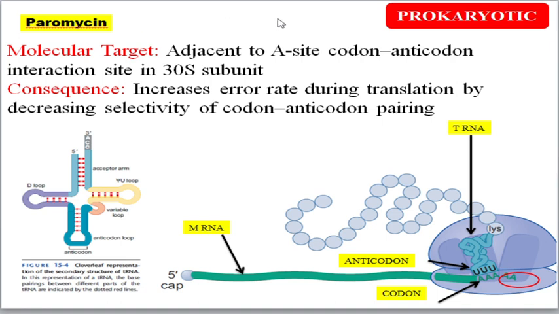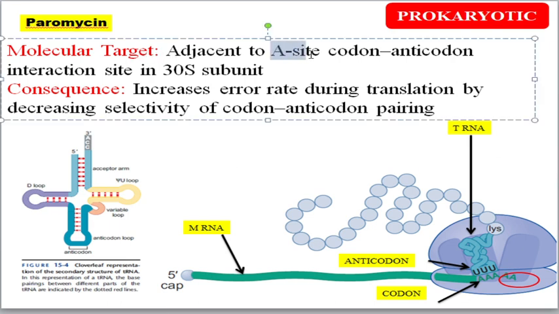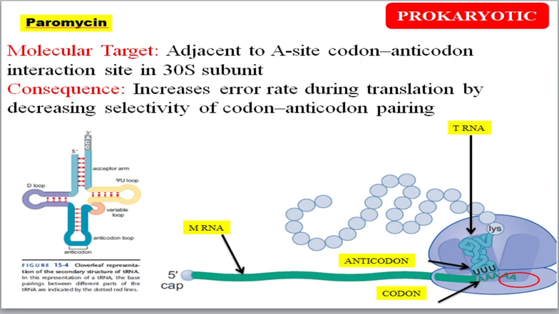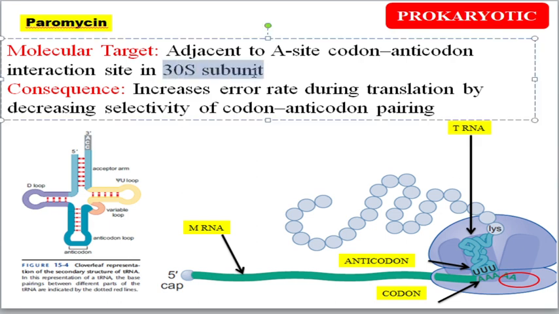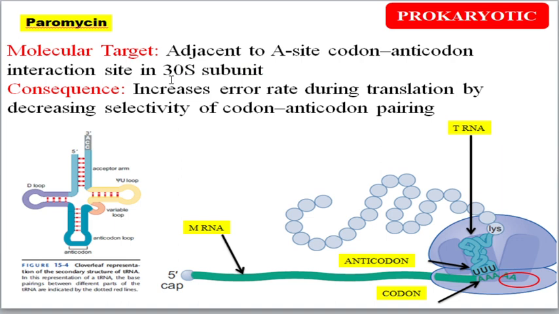First point is that puromycin inhibits prokaryotic translation, friends. The molecular target is that it targets the A site and is near the codon-anticodon interaction, and puromycin also inhibits translation by disturbing the process occurring in the 30S subunit. So here this is the structure of tRNA. In the anticodon loop, the anticodon is present, and here this is an mRNA molecule. This is a ribosome involved in the synthesis of protein. The mRNA consists of codons and the tRNA consists of anticodons.